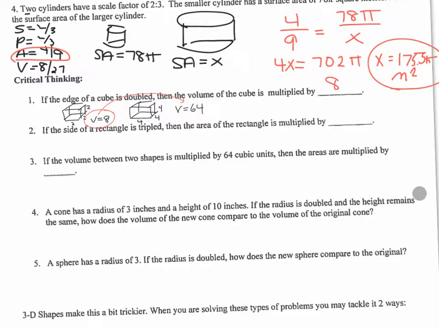So if I take any side value for a cube and double it, its volume will always be changed by multiplying by 8.